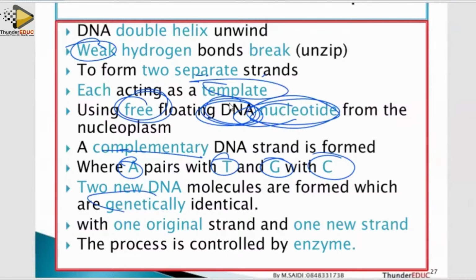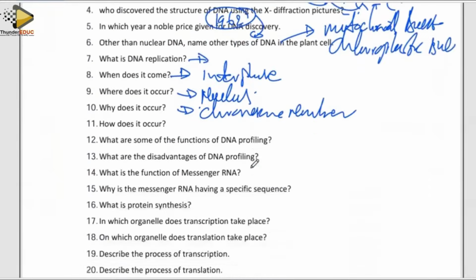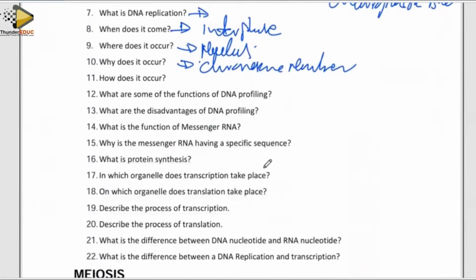These DNA molecules, if you look at them genetically, they are identical. Saying that they are identical and saying that they are genetically identical, those are two different stories. Each has one original strand and one new strand, and this process is controlled by an enzyme. So you get the marks for that question, which asks you to describe how it occurs.